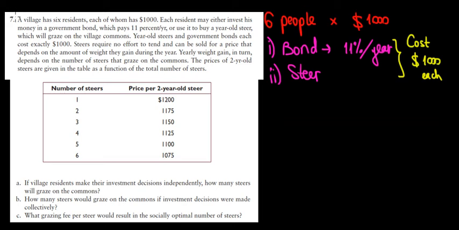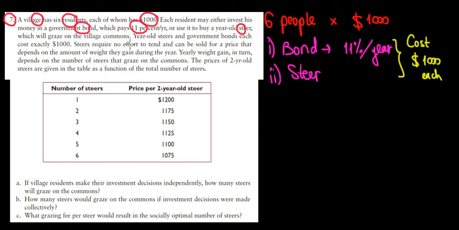Let's start working on question 7 in this video. So we have a village with 6 residents that can invest $1,000. Now the investments can be in a government bond which pays 11% per year, or they can use that money to buy a steer which will graze on the village commons.